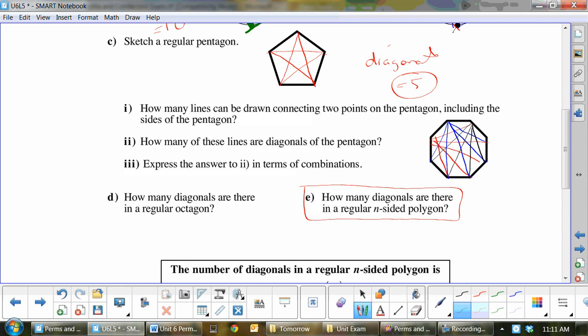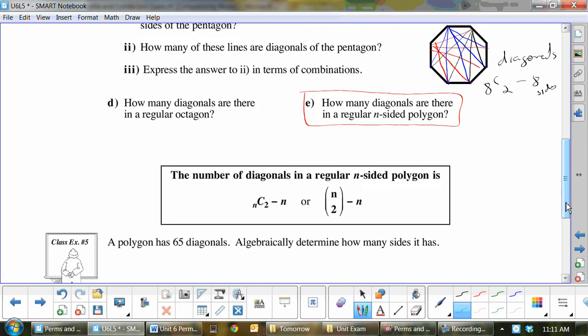Okay, I got a question for you. How would I do it if I'm allowed to include the sides? 8, choose 2. Minus what to get diagonals? Or just minus 8. So that's how you would get the number of diagonals. 8, choose 2, minus 8 sides, right? Because diagonals. So do you see, when you come down to the formula for number of diagonals in a regular-sided polygon is n choose 2 minus n.